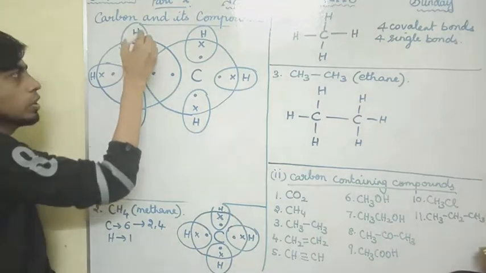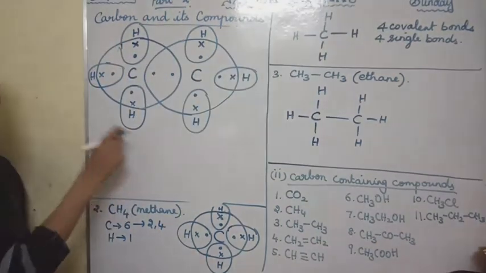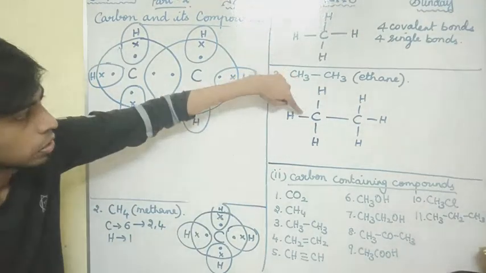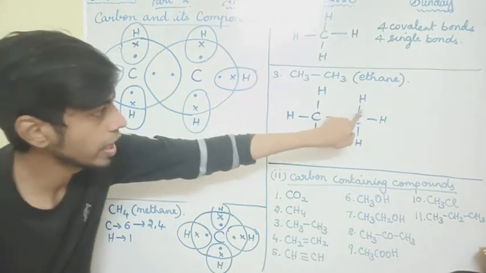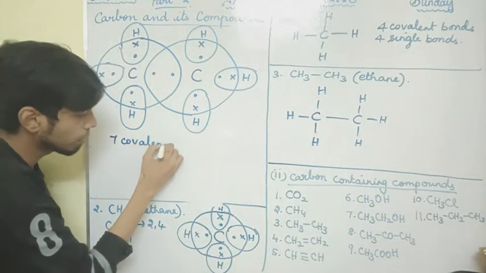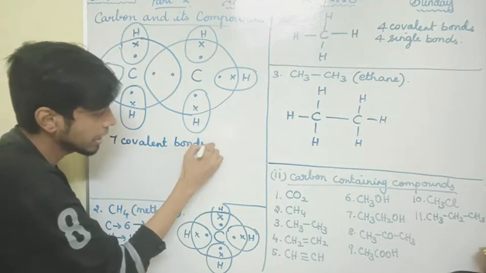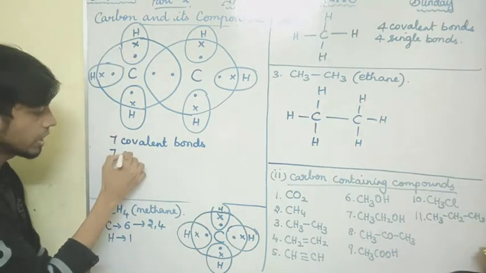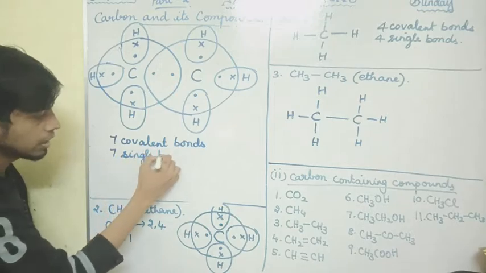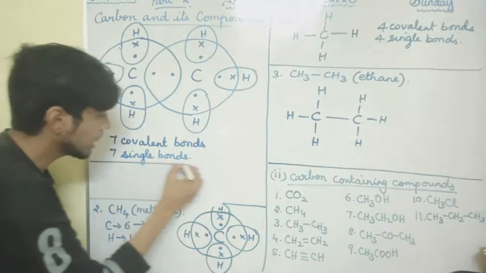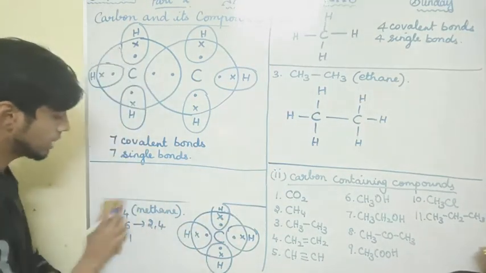So that is why I told you, if you draw this and draw this, it will be easy for you. Now you say how many covalent bonds? 1, 2, 3, 4, 5, 6, 7. So there are 7 covalent bonds in ethane. So do you have any double bonds? No. All the bonds are single bonds. So all the 7 covalent bonds are single bonds. So there are 7 single bonds in ethane. Now we will move to the next one.